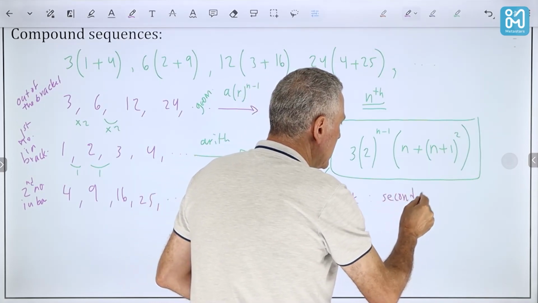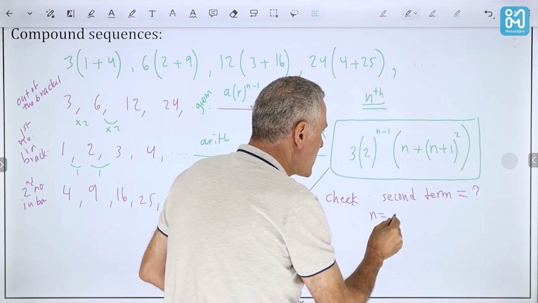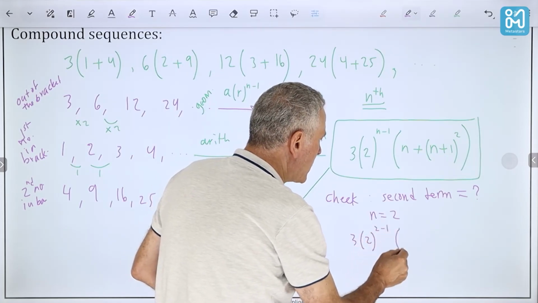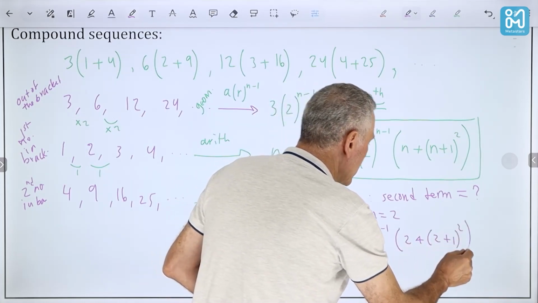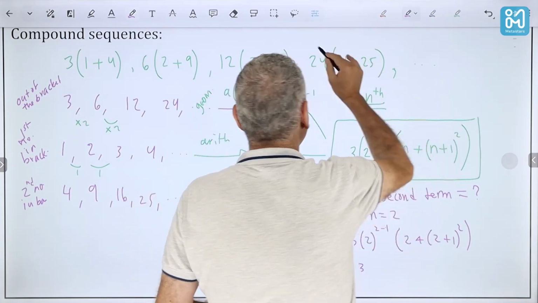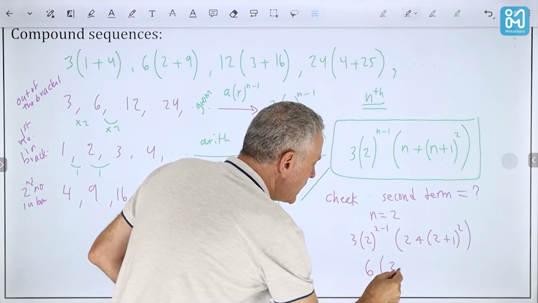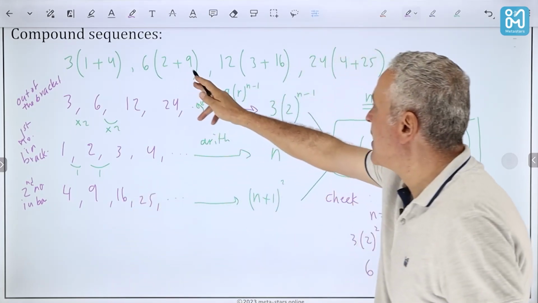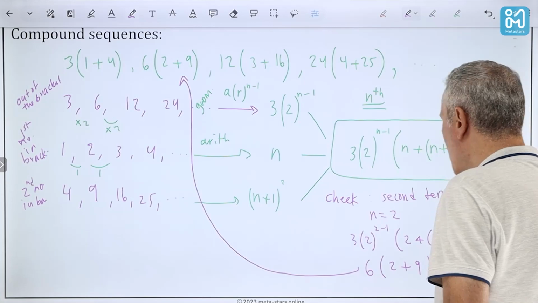Second term equals what? N equals 2. 3 times 2 to the power of 2 minus 1, times 2 plus 2 plus 1 squared. 2 to the power of 1 is just 2, so that's 3 times 2, which is 6, times 2 plus 3 squared, which is 9. Is it correct? 6 times 2 plus 9. Correct. So our nth term expression is correct.